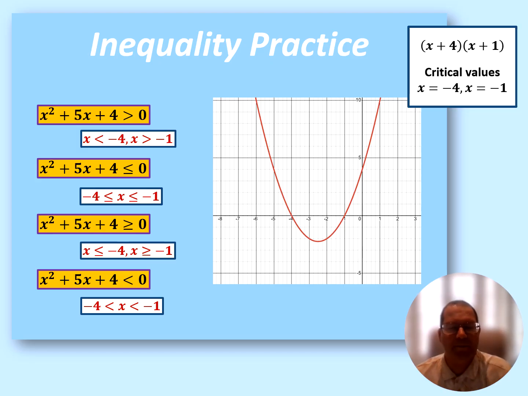So for the first one, it's a greater than, so it's an either side: x is less than -4 or x is greater than -1. For the second one, it's less than or equal to 0, it's an in between, so it's in between our critical values, so -4 is less than or equal to x is less than or equal to -1. For the third one, again it's a greater than or equal to, so that's an either side, so x is less than or equal to -4 or x is greater or equal to -1. And for our final one, it's less than 0, it's in between, so it's -4 is less than x is less than -1.